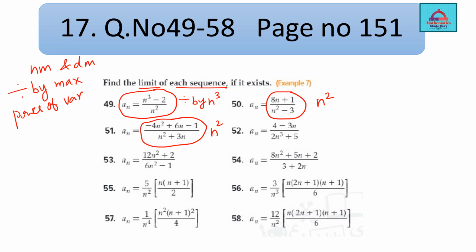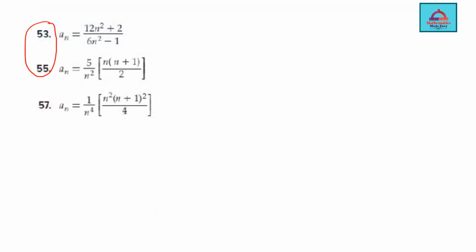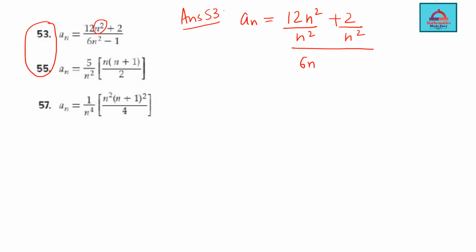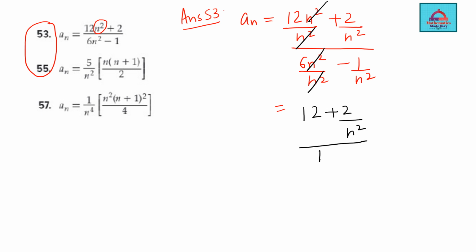So let's solve some questions one by one. Let's solve question 53 and 55, and in a similar way you will do other questions. So let's do the first one. Here, what is the maximum power? n square. So you divide all terms of this sequence by n square. So I divide this by n square, this by n square, and the denominator also I do the same thing. So what are we left with? If you see, some terms will cancel, this and this will collapse. So you have 12 plus 2 over n square, divided by 6 minus 1 over n square.